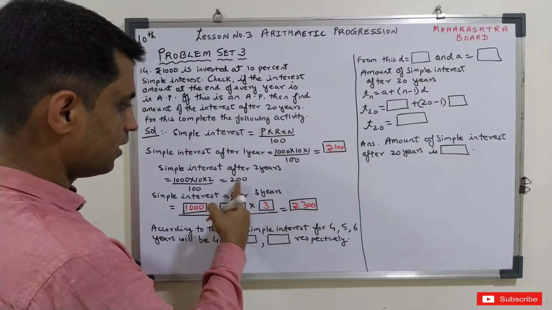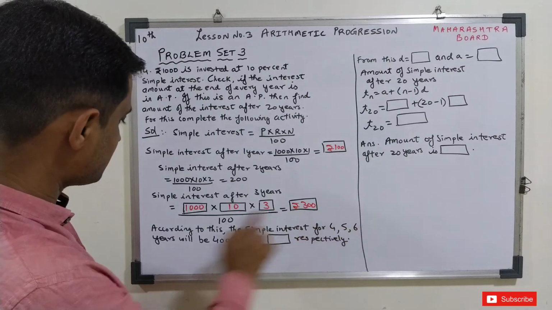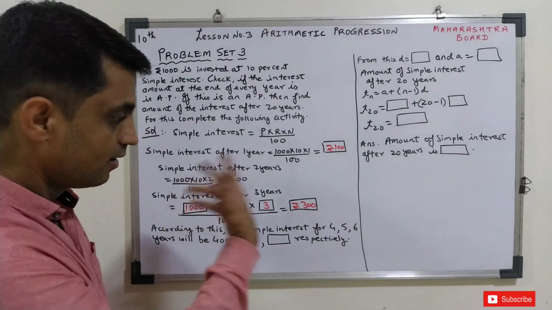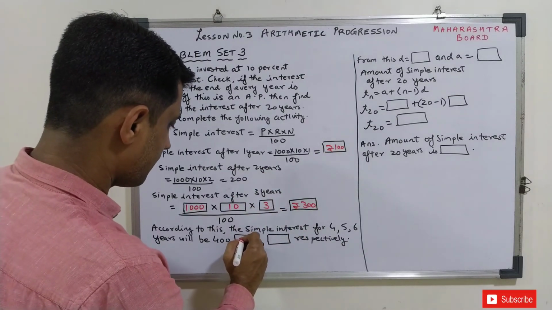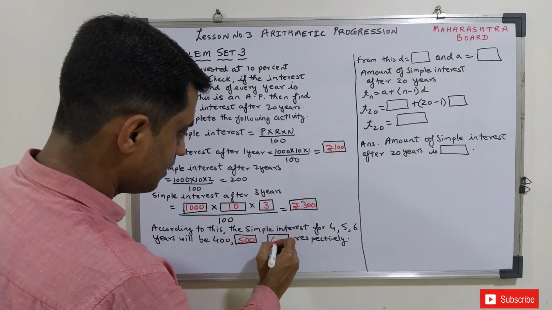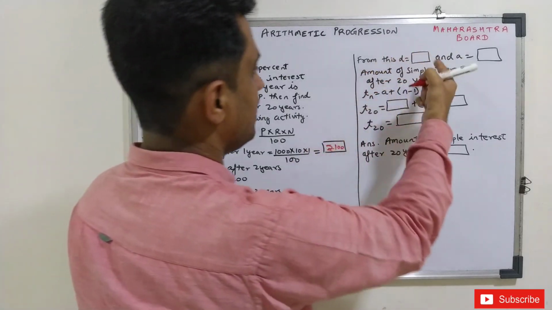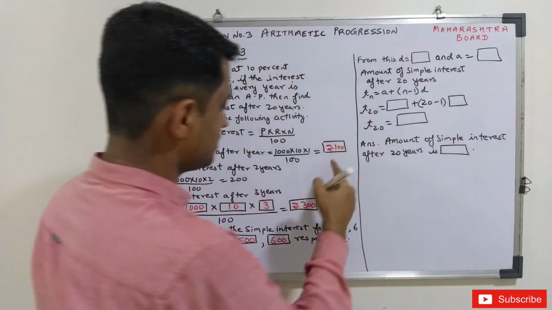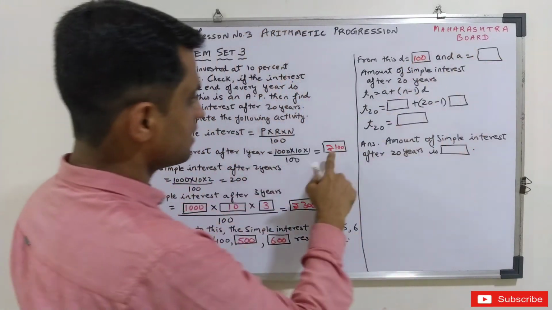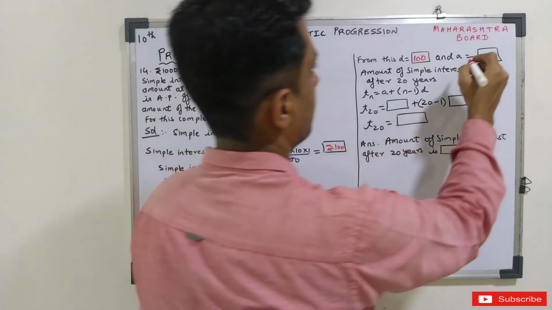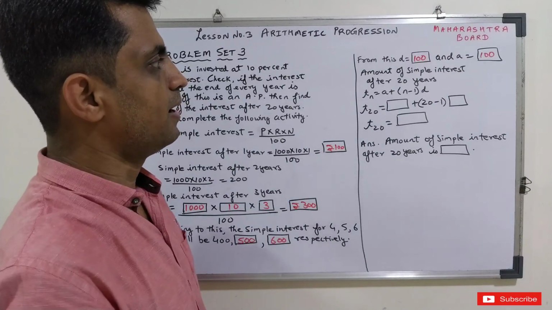So 100, 200, 300. So according to this, the simple interest for 4, 5, 6 years will be how much? 400, 500, 600 respectively. So for this, D is what? D is 100, because if you see the common difference between them is 100. And what was our earlier interest? 100. So A is 100.